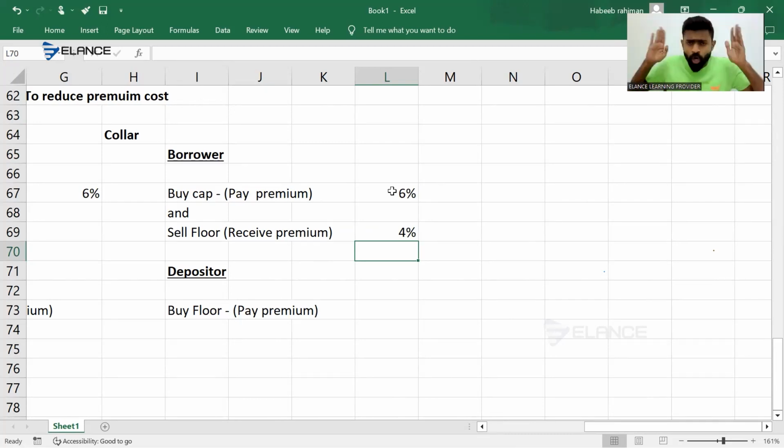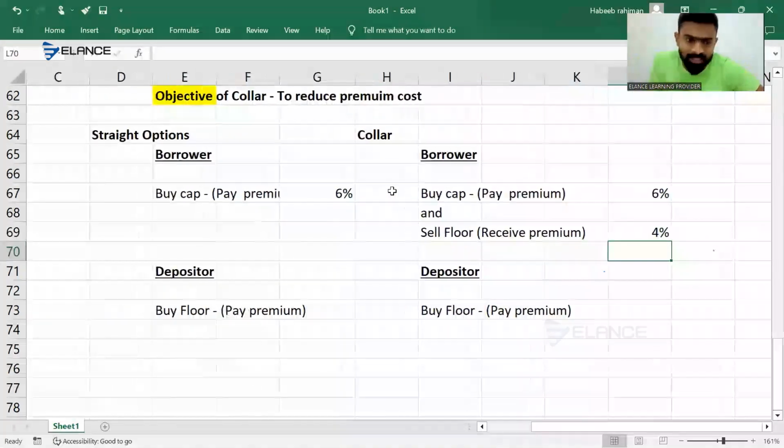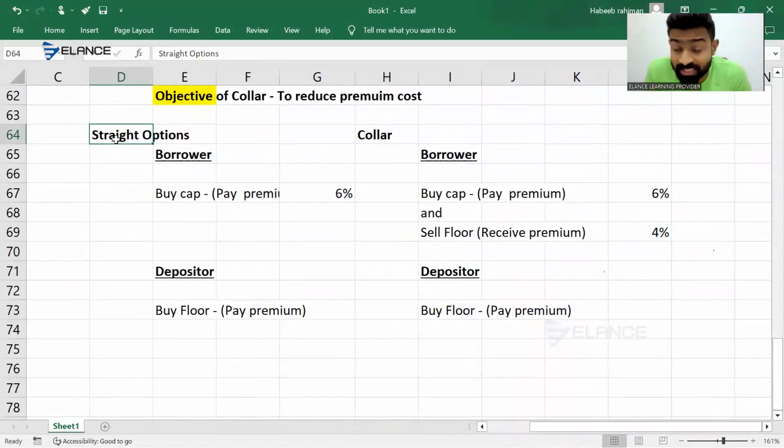We can reduce the premium cost. So the only thing you have to learn from collars is that a collar is more expensive than forwards and futures, but a collar is cheaper than straight options. Are you agreeing with that? Forwards and futures are lock-in rates. They don't have any premium payment. Straight options have premium payment. Collars also have premium payment, but comparatively lesser. Collars are cheaper than what?